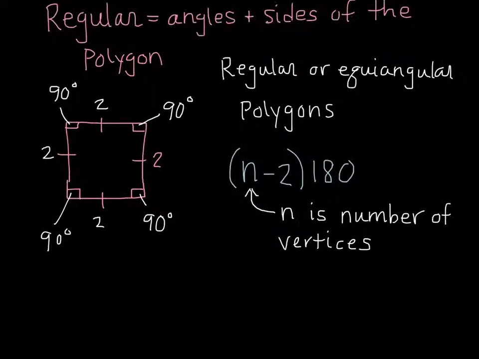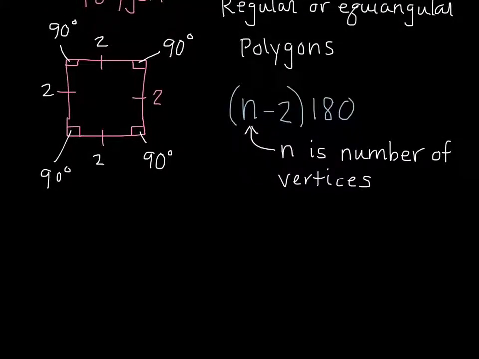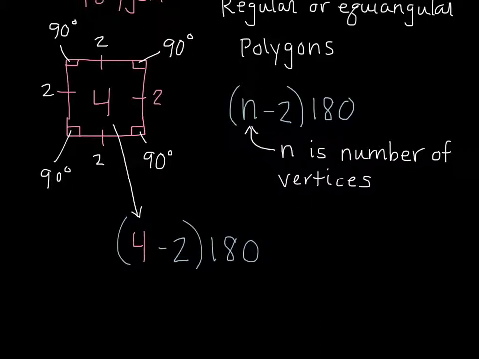So for a quadrilateral, I'd say that, well, this has 4 sides, right? 4 sides in a quadrilateral, so I'd say that this is 4 minus 2 times 180. So I have 4 vertices in this polygon, 1, 2, 3, 4. I'm going to subtract 2, and I'm going to multiply by 180. Well, 4 minus 2 gives me 2 times 180, which is 360 degrees. And indeed, 90 plus 90 plus 90 plus 90 is 360 degrees.